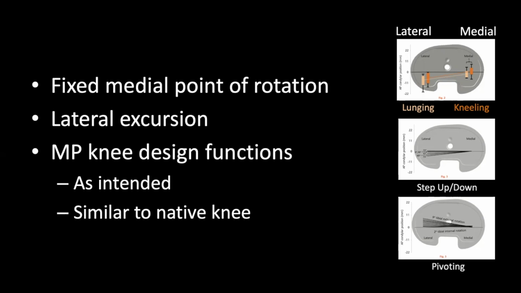If you look at the images on the right, the top image in the light tan color shows lunging, and we can see that there is significant posterior excursion of the femur in relation to the tibia in deep lunging, and a similar finding with kneeling. As we go to the middle image, as the patients stepped up and stepped down, we see that the lateral portion of the knee would rotate posteriorly into flexion about a fixed medial point with slight anterior rotation of the femur as the knee pivoted.